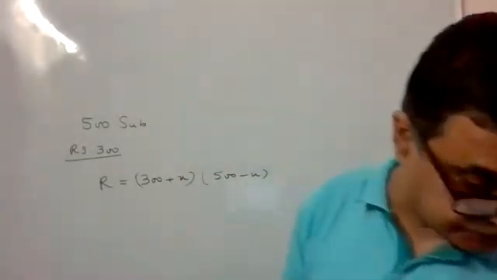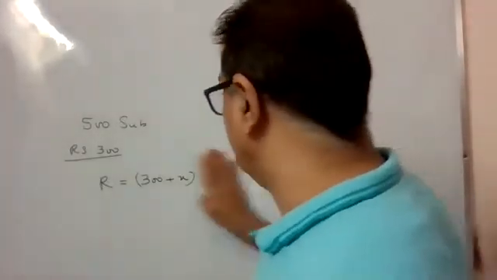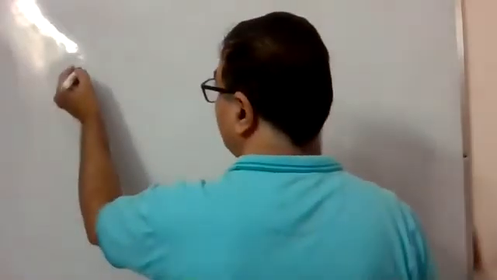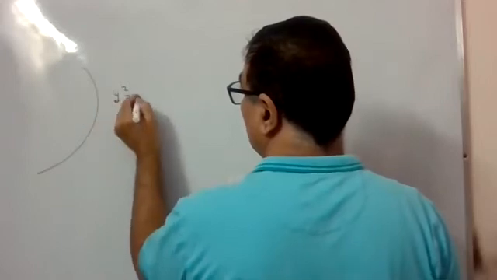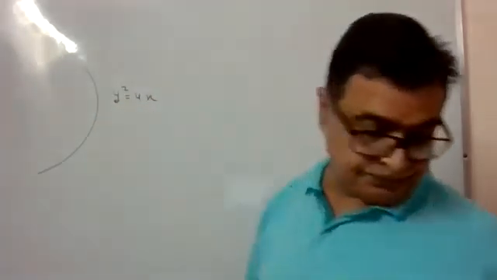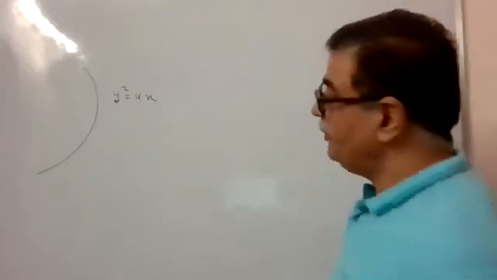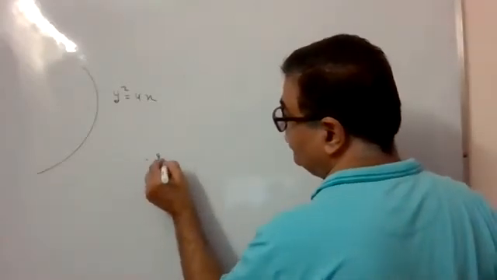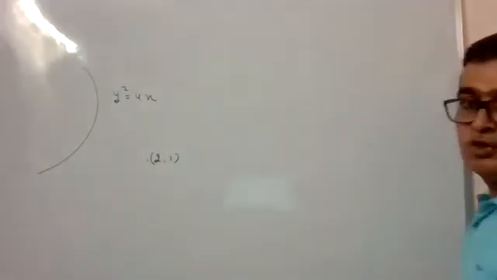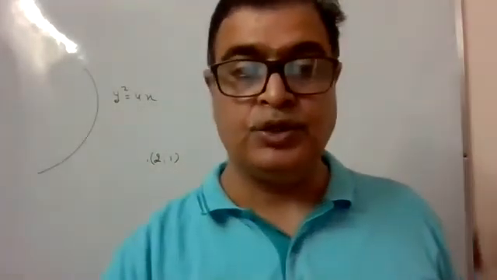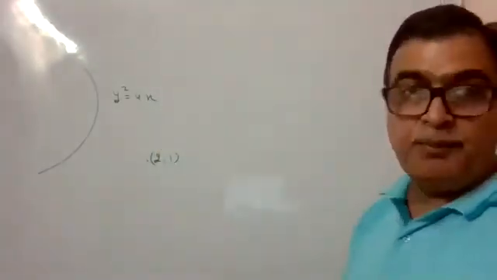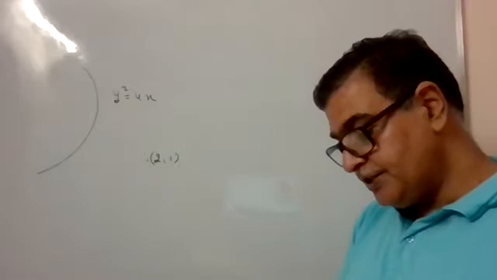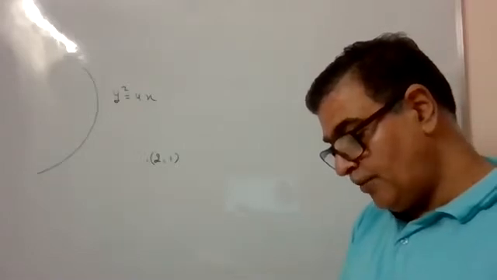Next question please. Find the point on the curve y square is equal to 4x, which is nearest to the point (2, 1). The question is to find the point on this curve which is nearest to the point (2, 1).